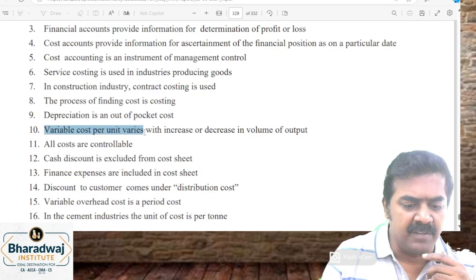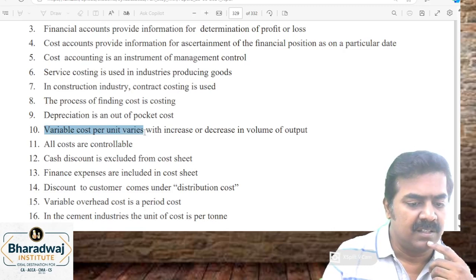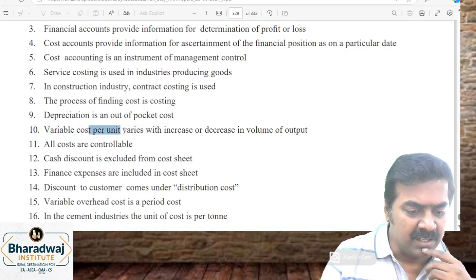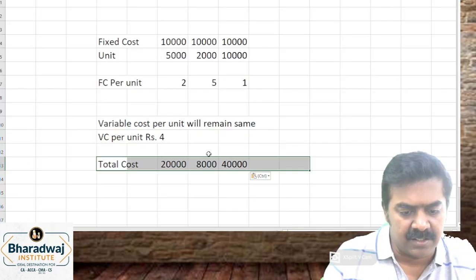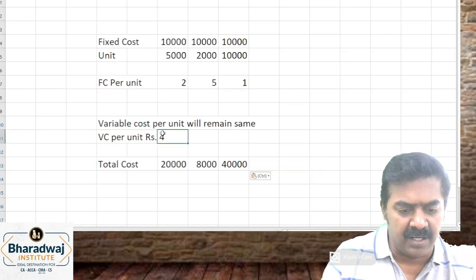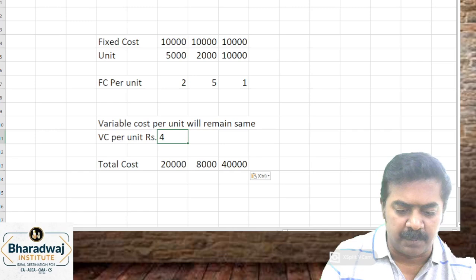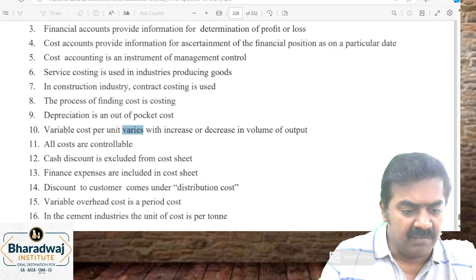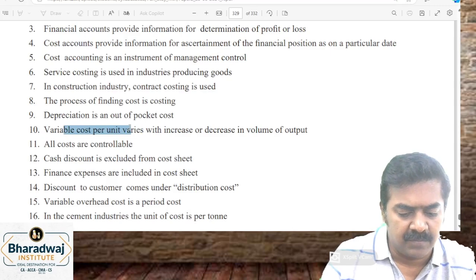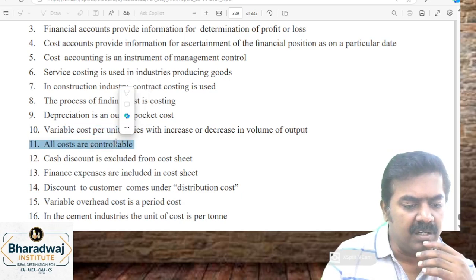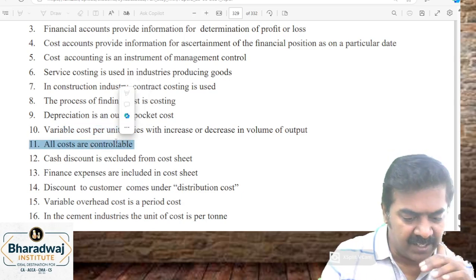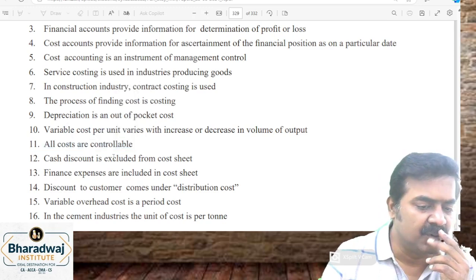Then, variable cost per unit varies. Is it? No, variable cost per unit remains the same. Best example we had seen just now. Variable cost per unit remains what? The same. The 4 rupees now, 4 rupees now. They have given that variable cost per unit varies. Is it true or false? False. Then, all costs are controllable. Can you control all the costs? No. False.